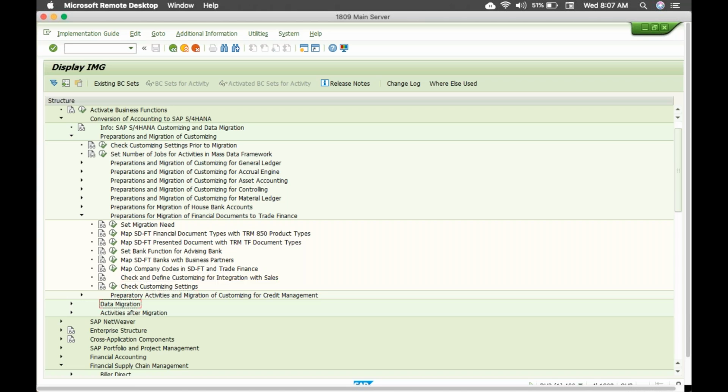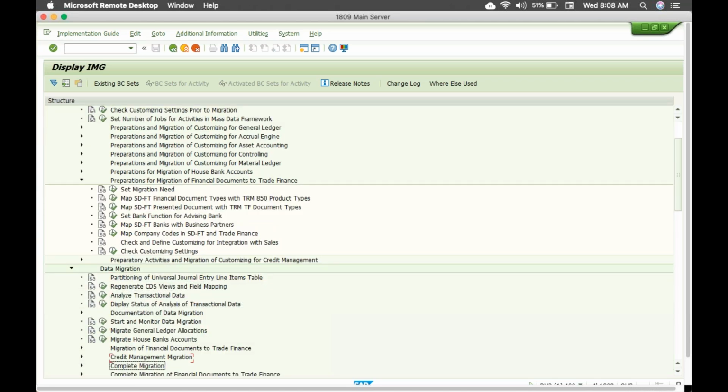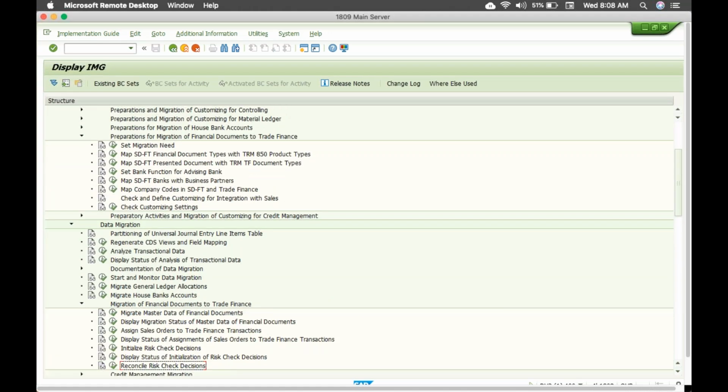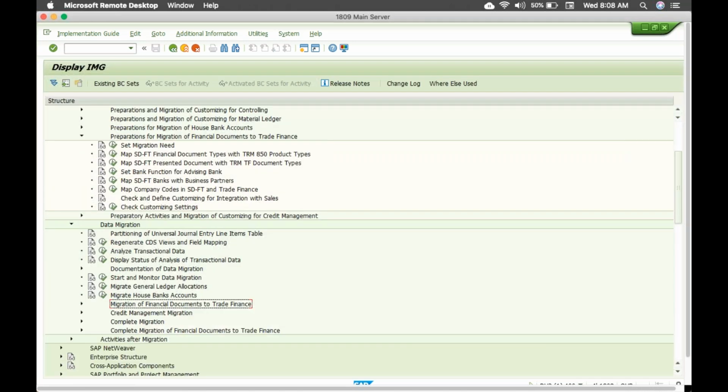So like that, if you come across with the data migration also, there is a migration for financial documents to trade finance. So this also you need to run. So whenever you run this, all that functionalities, whatever it is there in existing R3 that has been updated to trade finance application. But in this case also, if you want to run these things, first of all, we require the complete setup of trade finance product.